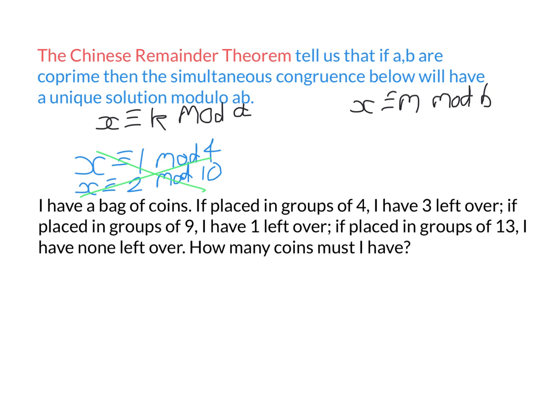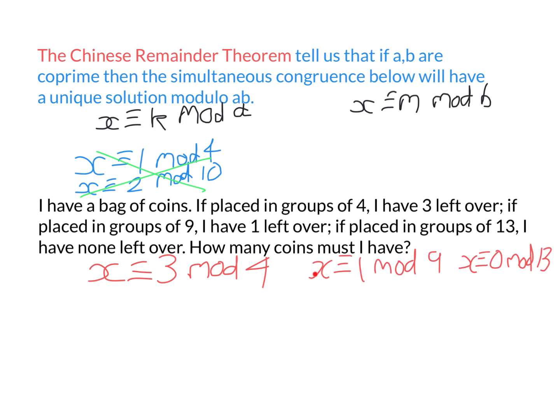So what we're essentially doing here is we are solving this system of linear congruences. I want to find a number that is equivalent to 3 mod 4. That's what it means by when I divide by 4, there are 3 left over. And similarly, I want to solve x is equivalent to 1 mod 9 and 0 mod 13.